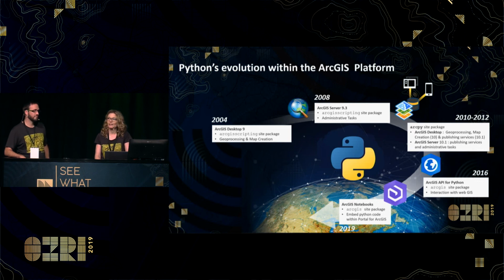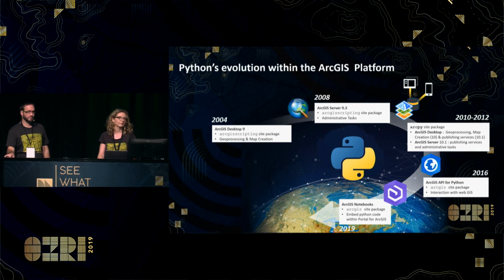Firstly, I wanted to provide some context. So let's look at how Python has evolved within the ArcGIS platform. Python was introduced with ArcGIS Desktop back in 2004, primarily for automation of map production and geoprocessing tasks. From there, scripting and geoprocessing capabilities were steadily enhanced, and during 2010, version 10 was released, and the ArcPy site package had become available to desktop and server.